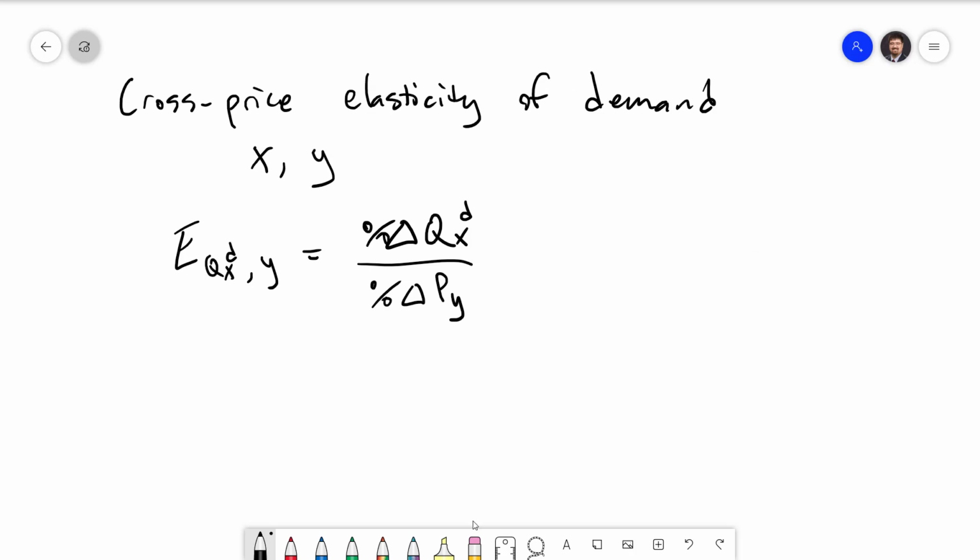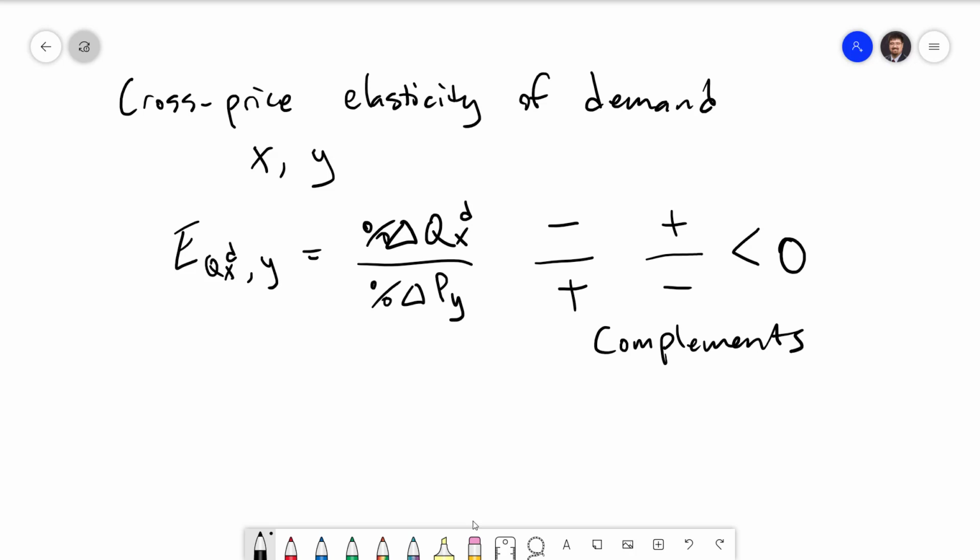The other possibility here is that the price of Y and the quantity demanded of X move in opposite directions. So if we have a positive price change in good Y, then we have a negative quantity demanded change for good X. Or the opposite, we have a negative price change and a positive quantity change. Either way, a negative times a positive is always going to be a negative. So this is going to be less than 0. This tells us that the goods are complements.